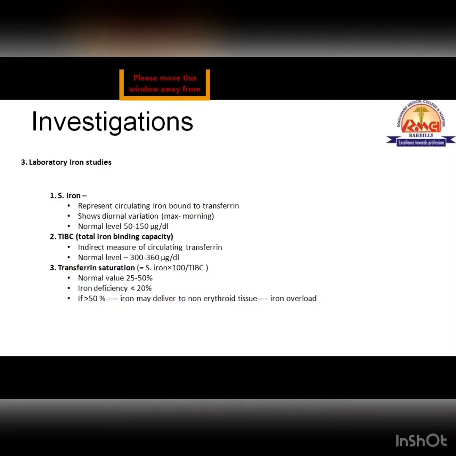Now, the most important section for evaluation of iron deficiency anemia is lab investigation to look at iron, so lab iron studies. The very first parameter is serum iron. Serum iron never stays free in blood because it is very toxic; it causes a lot of oxidative stress on the cell. So it stays bound to transferrin. Transferrin is a carrier protein, so it remains bound to transferrin.